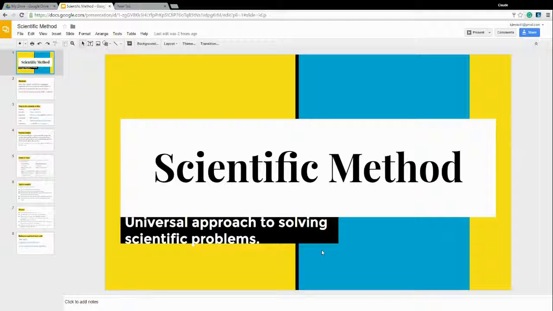Today we are going to talk about the scientific method. This is like a global approach to solving scientific problems. This is what scientists use.